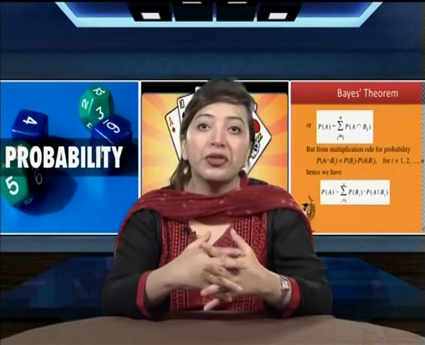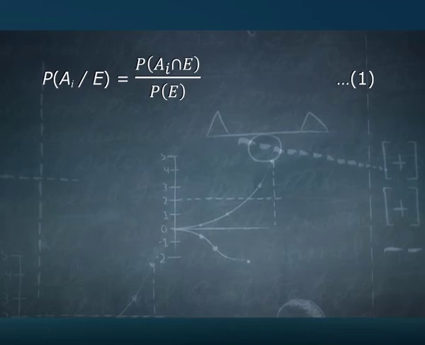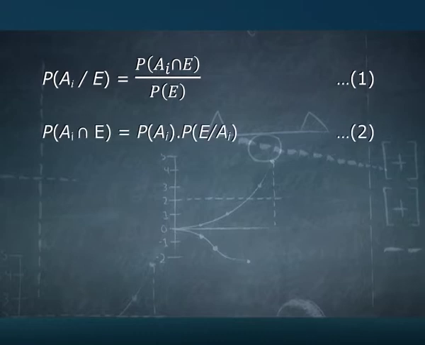So we have a proof for this as well. We have probability of AI intersection E divided by probability of E, which is equal to probability of AI given E. Let's make this equation 1. Also we have probability of AI intersection E equals probability of AI times probability of E given AI. Let's make this equation number 2.